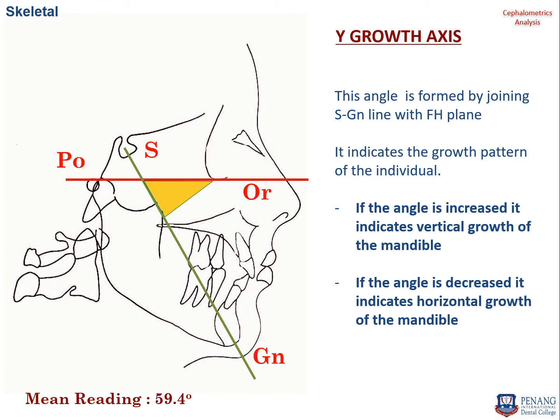If the angle is increased, it indicates a vertical growth of the mandible. Okay, whereas if the angle is decreased, you will be able to understand that the patient has a horizontal growth of his or her mandible. The mean reading of Y growth axis is around 59.4 degrees.